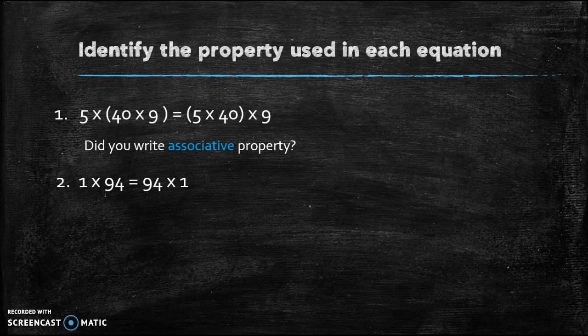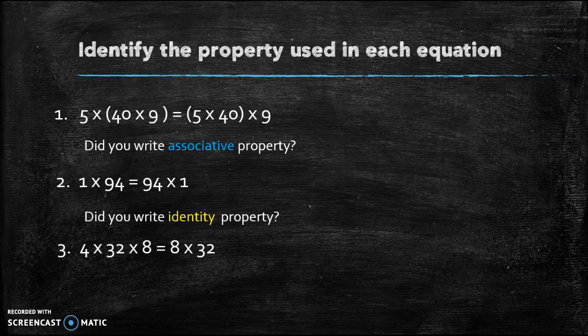So what did you write for this one? Remember, each person only has their own one true identity. 1 is in the expression, so it's the identity property. Now here's one.